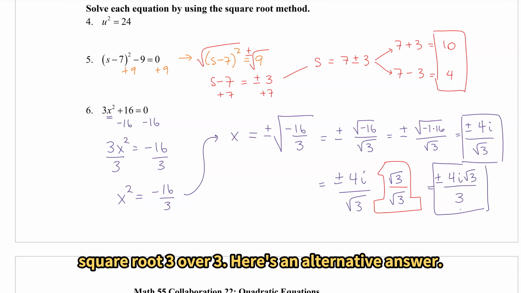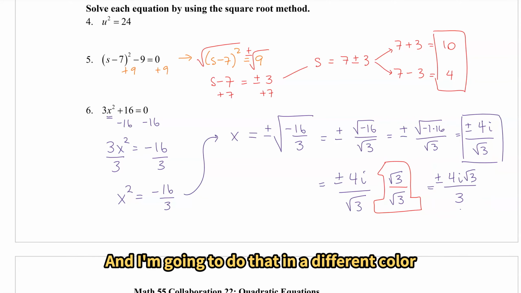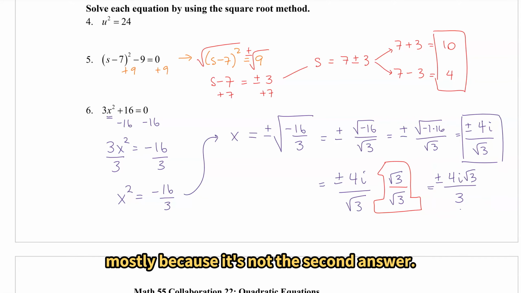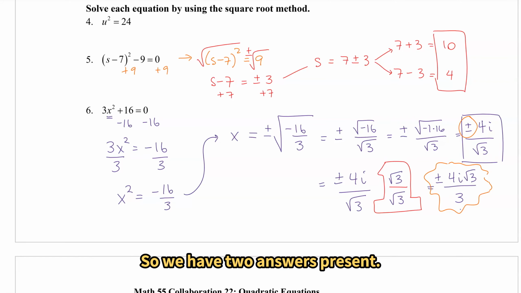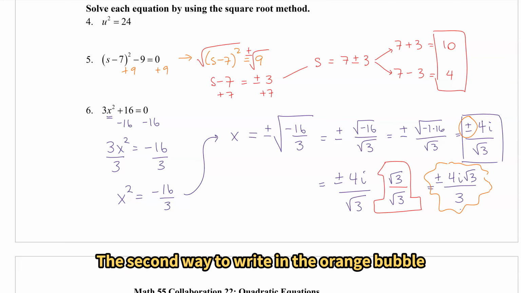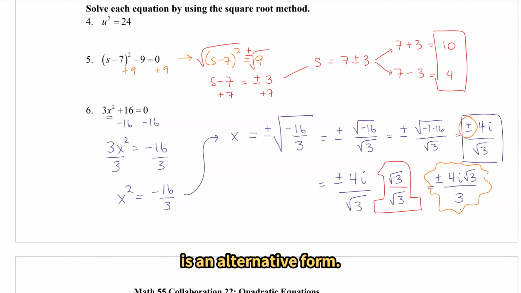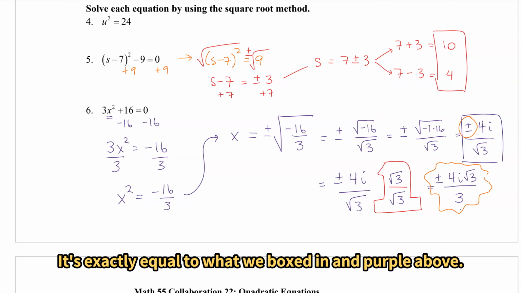Here's an alternative answer. And I'm going to do that in a different color, mostly because it's not the second answer. The two answers are already encapsulated with that plus minus. So we have two answers present. The second way to write it, in the orange bubble, is an alternative form. It's exactly equal to what we boxed in purple above.